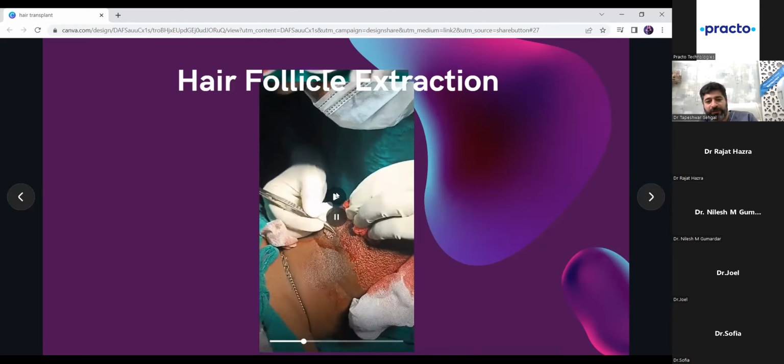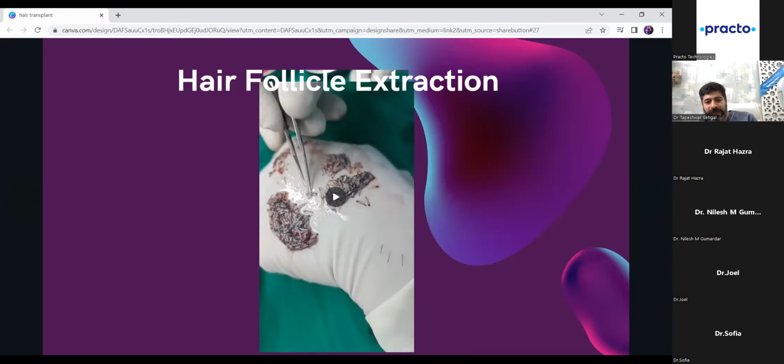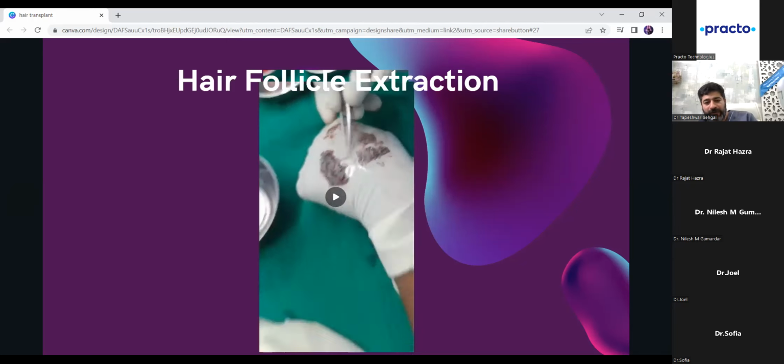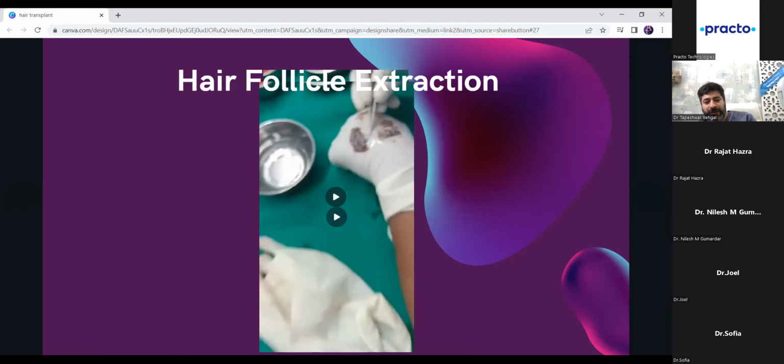You extract this with microforceps, then you separate it. We separate the follicular units with single hair and with multiple hair. We prefer using single hair in front and multiple hair at the back, to give density at the back but a natural look in the front. One important aspect is to do the counting and the segregation of single and multiple.